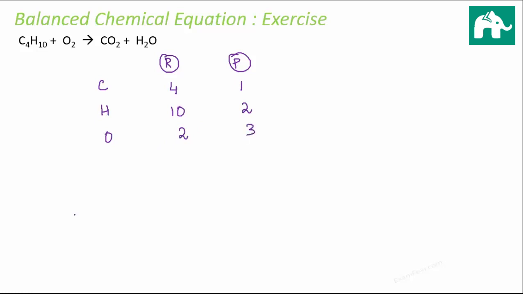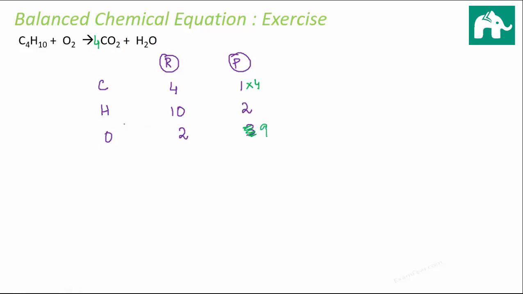So let's start with carbon. In order to balance carbon, we need to multiply by 4 on the product side. So here it becomes 4. But the moment we do that, we are also altering the number of oxygen atoms on the product side. That becomes 8 plus 1, that is 9. So this becomes 9.